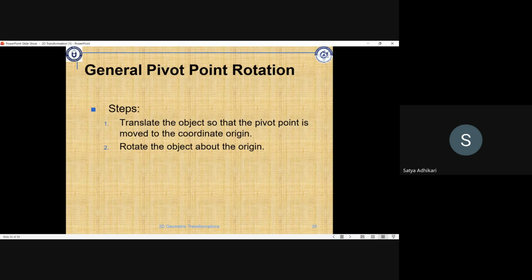So once the rotation is done, again use the opposite operation done in step 1. Translate the object so that the pivot point is returned to the original position. So again we are using the inverse translation to take that pivot point from the origin to its original location. So these 3 steps are required for general pivot point rotation. Let us see a good example.